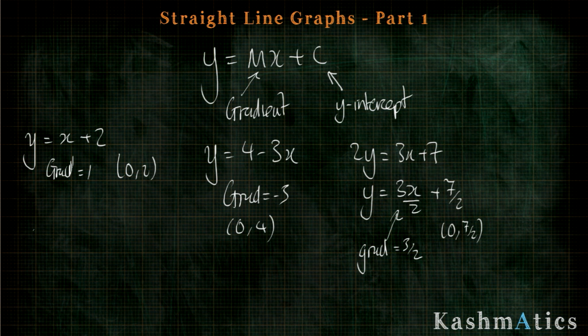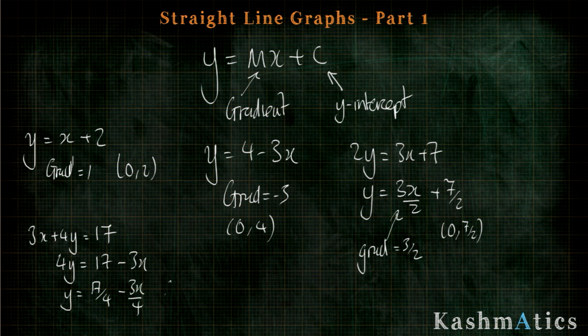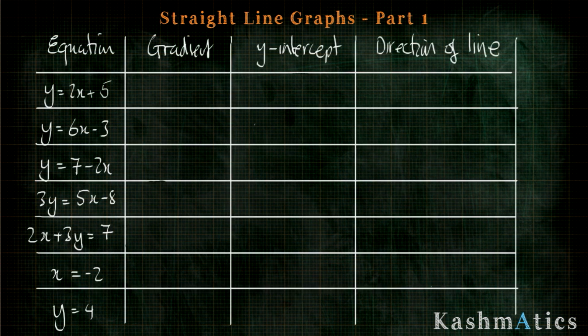And finally, sometimes you might get something like this, 3x plus 4y equals 17, for example. Now, this is nowhere near in this form, so I need to rearrange it. So I would subtract 3x, so 4y equals 17, take away 3x. Then I'd divide by 4 to get that. So my gradient would equal the number with the x, so minus 3/4. And my y-intercept would be (0, 17 over 4).